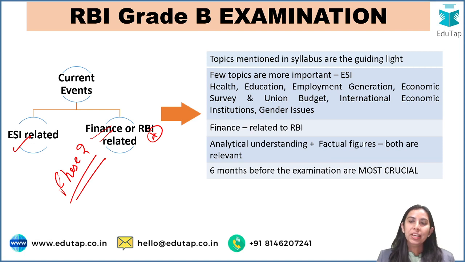So guys, topics mentioned in the syllabus are your guiding light. You have to know that these are the topics related to my syllabus and hence the current affairs related to them are relevant for me. Now, a few topics I have listed for you for ESI as well as finance. So, ESI, very easy guys. Health, education, employment generation, economic survey and union budget. If you download the PDF of your syllabus of 2021, you'll be able to identify these topics very easily.